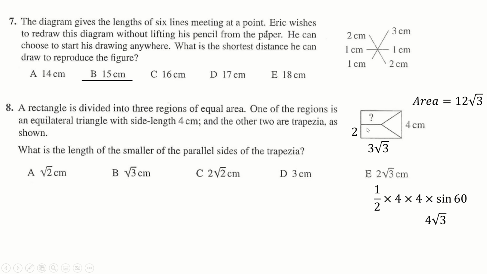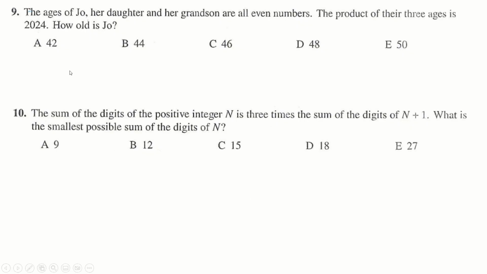Alternatively, you can say that this length is 2 here, and then the area of the trapezium must be equal to this again. So that's going to be this plus, if you call this x, times 2 divided by 2 is 4 root 3. And you can work out x as root 3 that way as well. Different options for doing that, I guess.